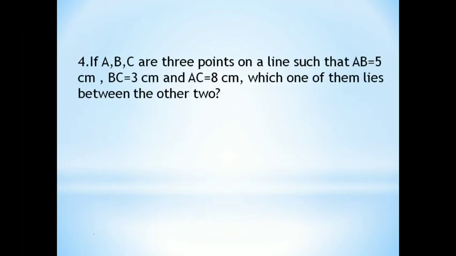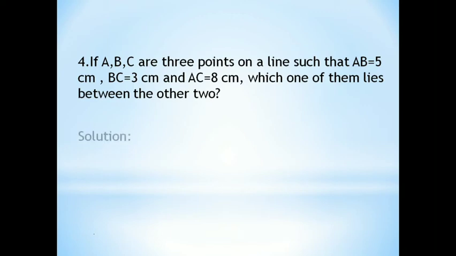Okay, now the fourth one. The fifth one was easy, so I took that first. Now we are going to solve the fourth. If A, B, C are 3 points on a line such that AB is equal to 5 centimeter, BC is equal to 3 centimeter and AC is equal to 8 centimeter, which one of them lies between the other two?